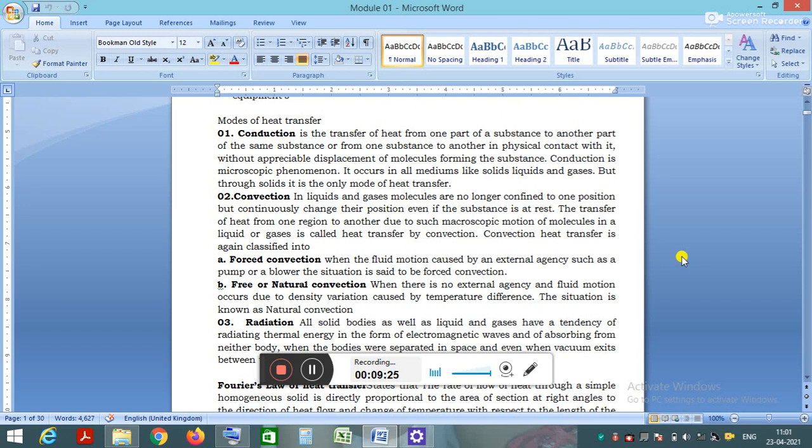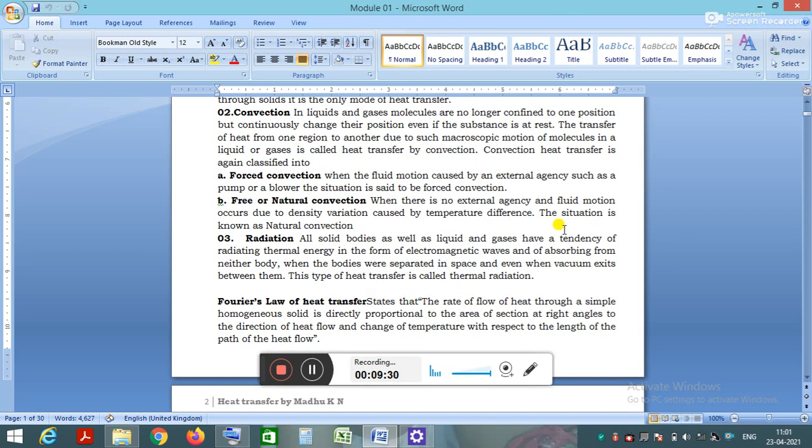You take any solid body or liquid body or gaseous body. All the bodies, all the fluids, all the solids have a tendency of radiating thermal energy in the form of electromagnetic waves, and they absorb from the other body. When the bodies are separated in space, and even when a vacuum exists between them, this type of heat transfer is called thermal radiation.